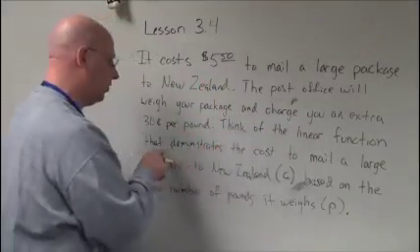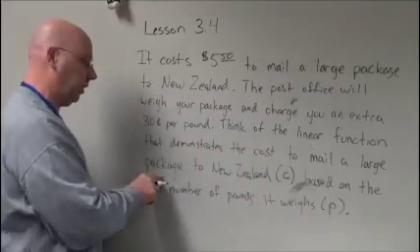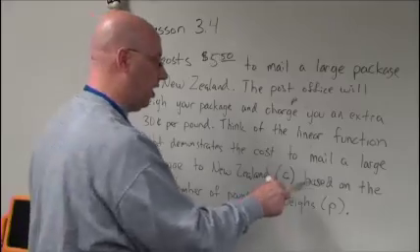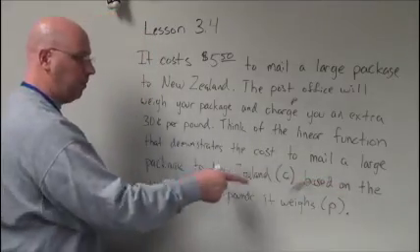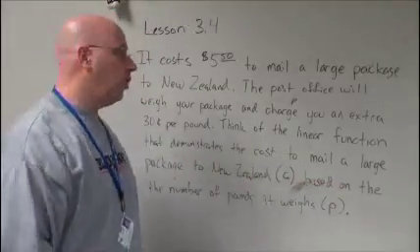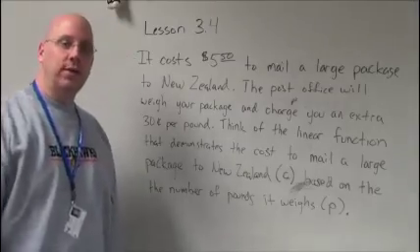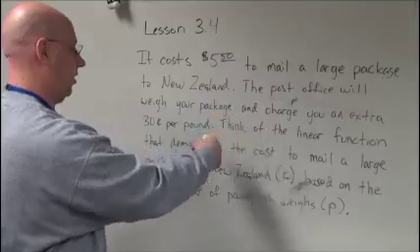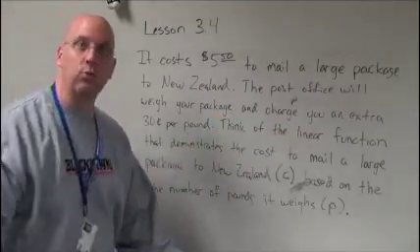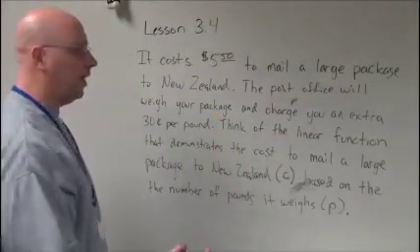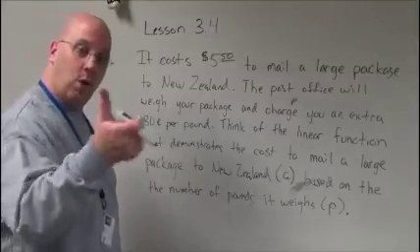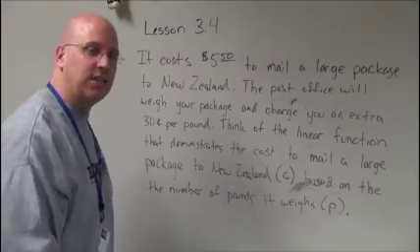Think of a linear function that demonstrates the cost to mail a large package to New Zealand, and they want you to use c for the cost, based on the number of pounds it weighs, p. So you have to come up with an equation. That's what it's asking when it says think of a linear function. They're saying write an equation for it, and then you can identify all the parts. So let's identify first of all what the independent and dependent variables are. That's something you need to think about.